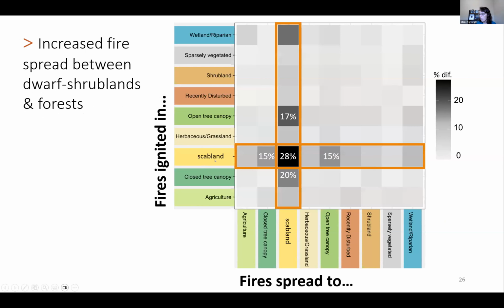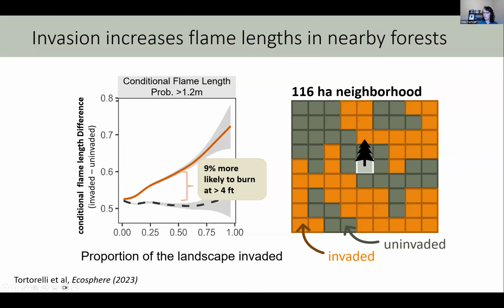So for example, we saw a big increase in the amount of area burned in closed and open canopy forests from fires ignited in the scablands. So we saw a 15% increase, a 30% overall increase in the amount of forest area burned because of fires ignited in scablands with invasion than without. And this went both ways too. We saw 17 and 20% increase in the amount of scablands burned from fires that were ignited in our open and closed canopy forests.